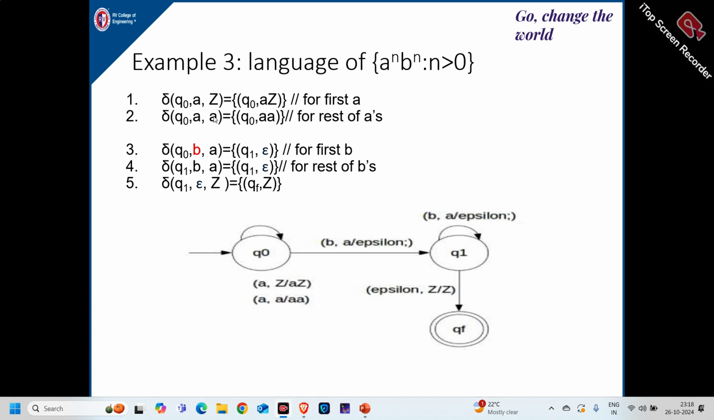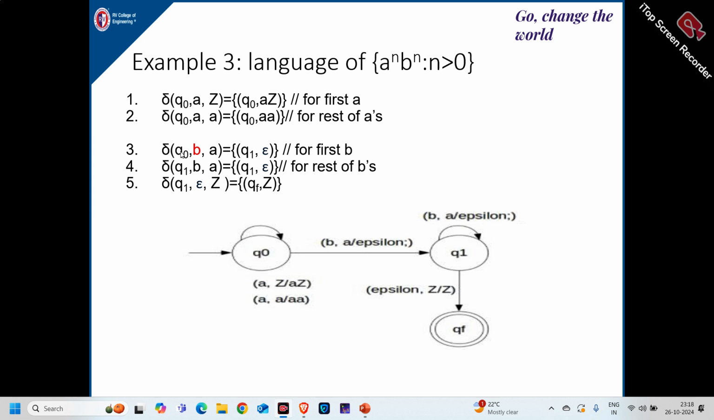Now my top of the stack is a. I am in the same state q0, and if I get any more a's, I'll be pushing one more a into the stack. So previous a and again one more a, and I remain in the same state. So this is the delta which processes the remaining a's. Once I complete processing all the a's, I have n number of a's and below I have Z.